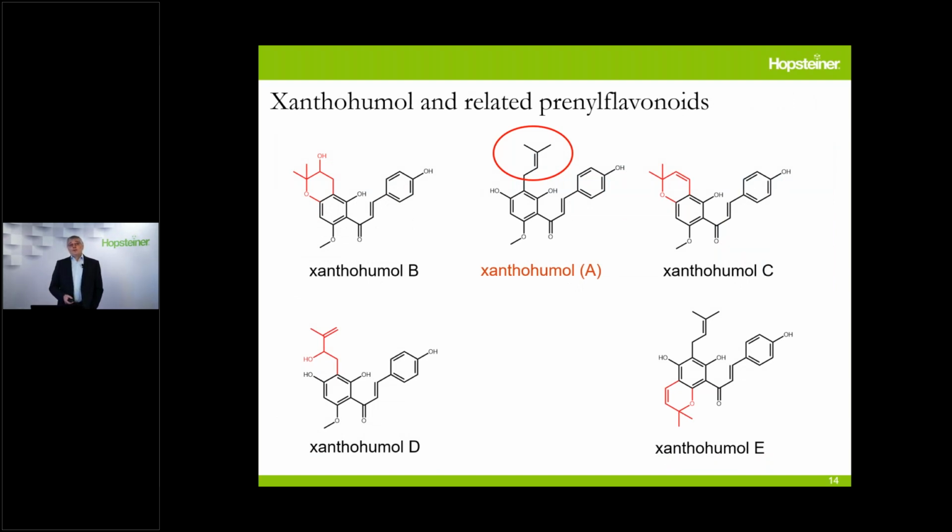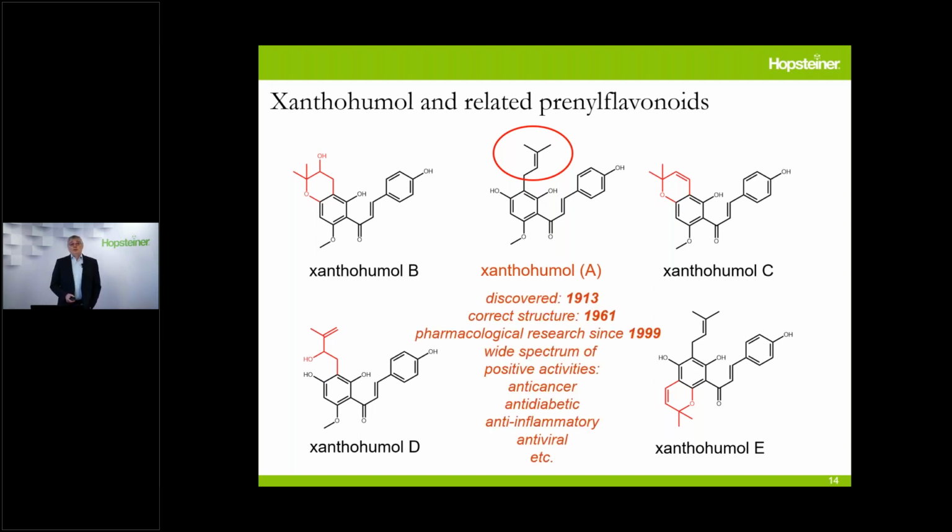Xanthohumol is, as I told you before, the main component. And some derivatives of xanthohumol, where this prenyl group made a cyclization, are called xanthohumol B, C, D, and E, and so on. Xanthohumol is not called xanthohumol A, but it's the xanthohumol. The compound was discovered about 100 years ago. The correct structure was determined in 1961.